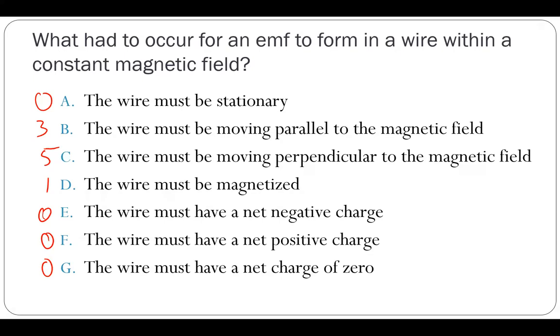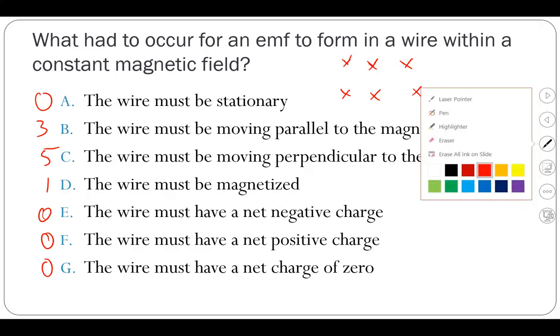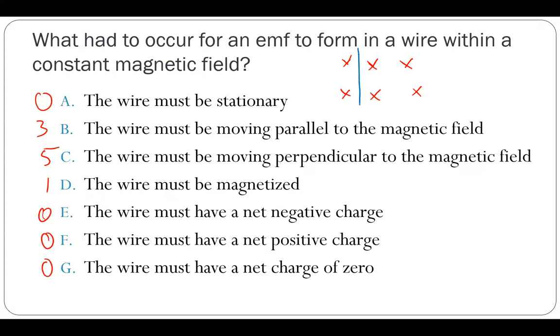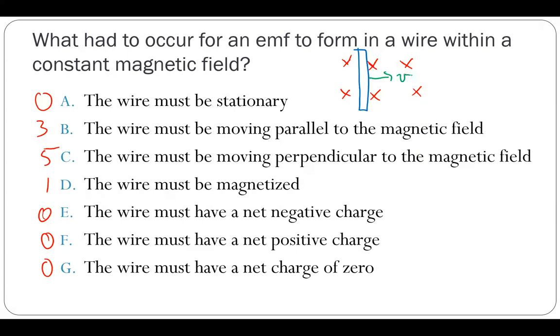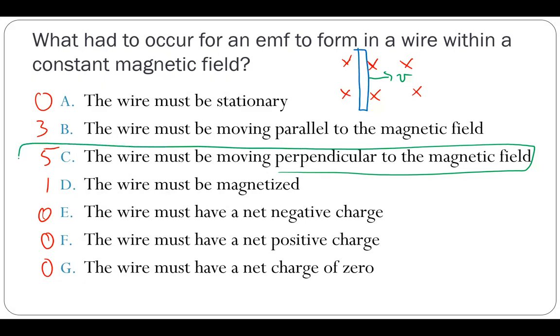So recalling what we had, a magnetic field, and then we had a wire or rod, and that rod was like that with a velocity like that. So the velocity has to be perpendicular to the magnetic field. Hooray.